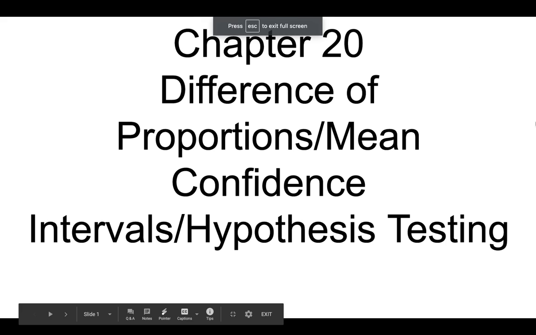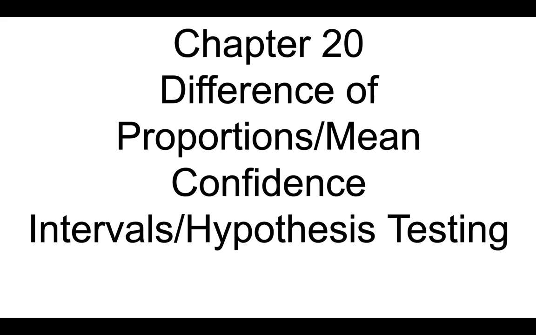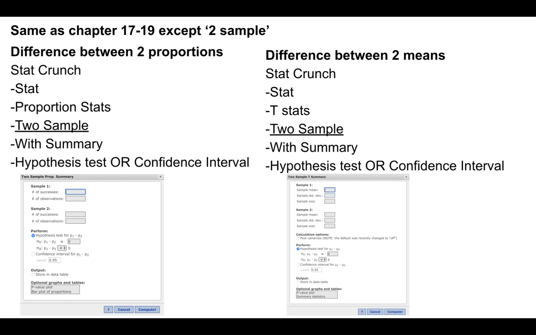All right, our next chapter is chapter 20. Chapter 20 is really exactly the same as chapters 17 through 19. The material will be exactly the same. The only difference is instead of finding a confidence interval or hypothesis test for one proportion or one mean, we're going to do a difference of two proportions and a difference of two means.